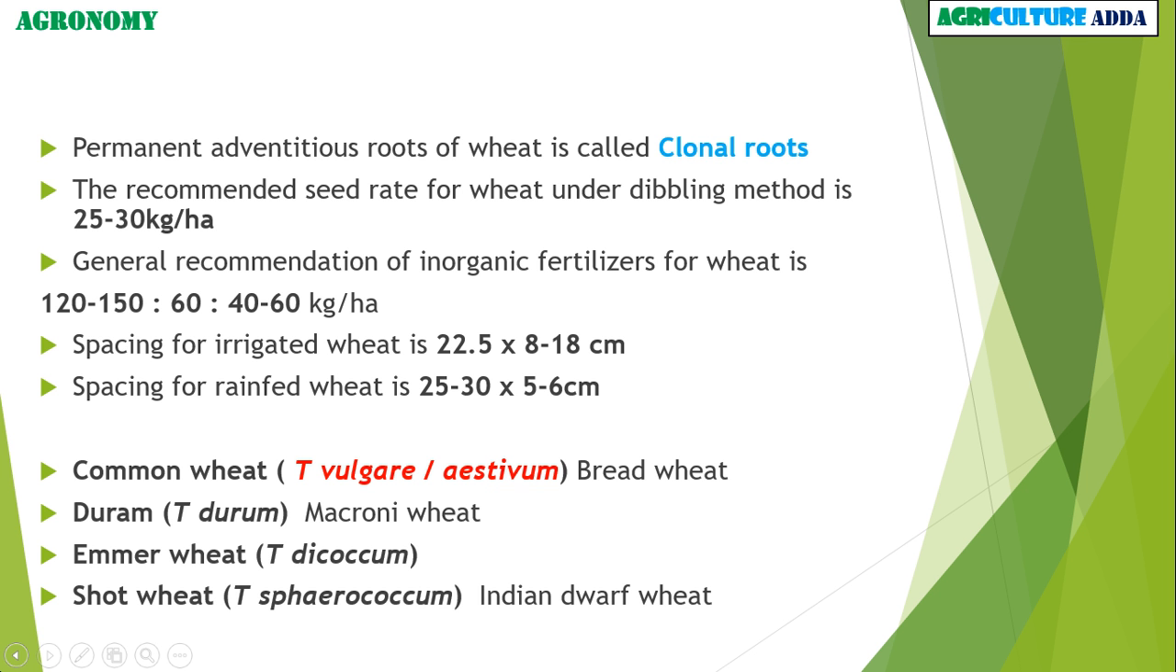Common wheat is called Triticum vulgare or Triticum aestivum, that is bread wheat. Macaroni wheat is called Triticum durum. Emmer wheat is called Triticum dicoccum. And shot wheat or Indian dwarf wheat has the scientific name Triticum spirococcum.